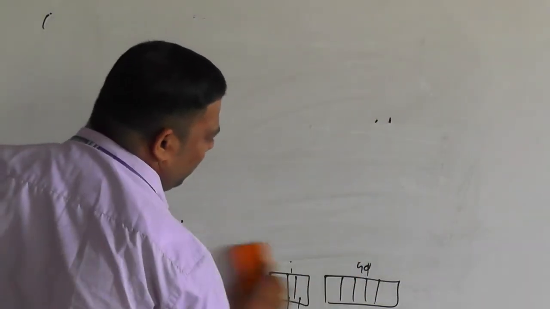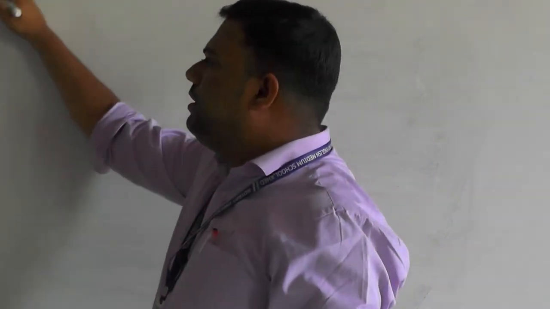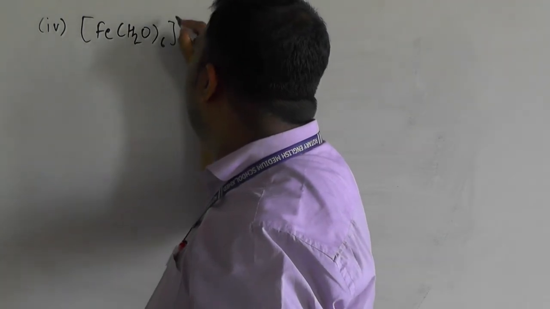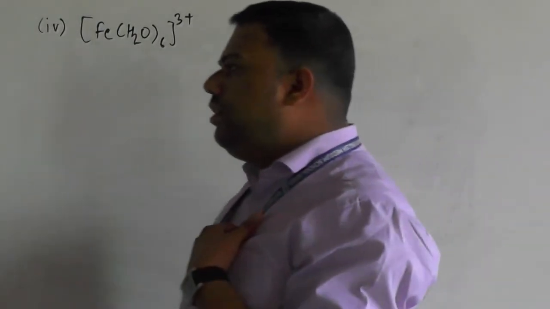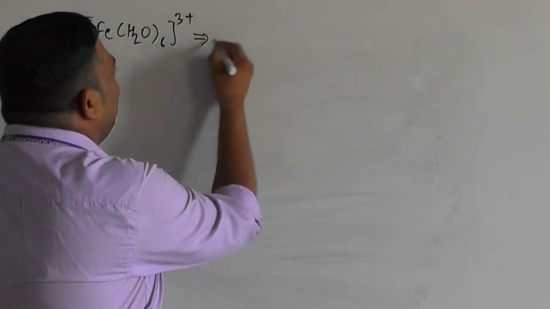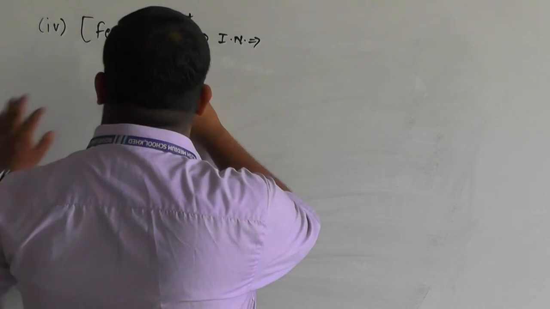See, the fourth example we will discuss here. Write down that example here. Fourth example, [Fe(H2O)6]3+, [Fe(H2O)6]3+. Okay, regarding your Fe, what will happen? See here, first we will write the IUPAC name. Okay, suppose if you are writing the IUPAC name, as you know, it is a cationic part.